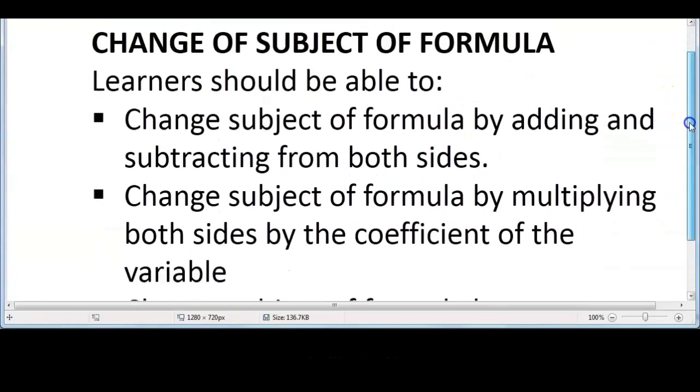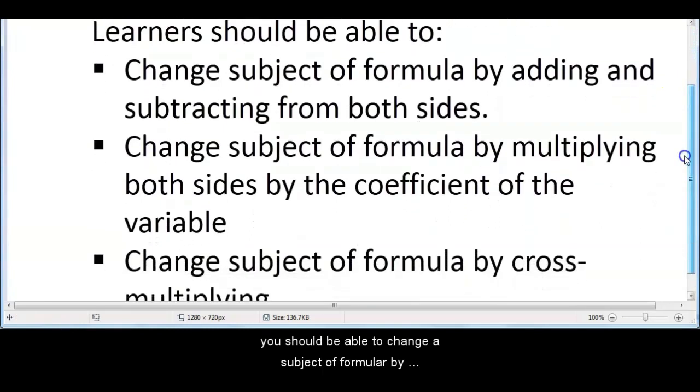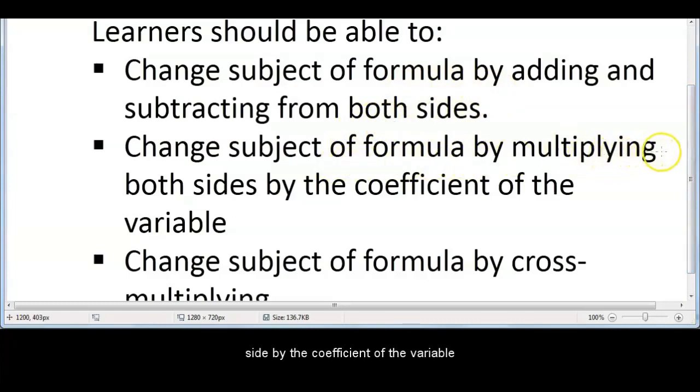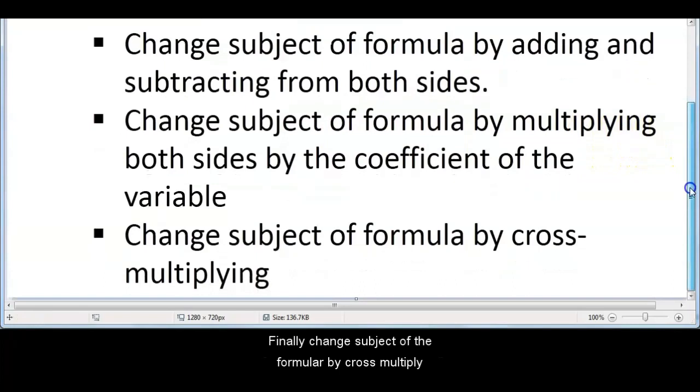To begin with, you should be able to change the subject of formula by adding and subtracting from both sides, as well as change the subject of formula by multiplying both sides by the coefficient of the variable, and finally change the subject of formula by cross multiplying.